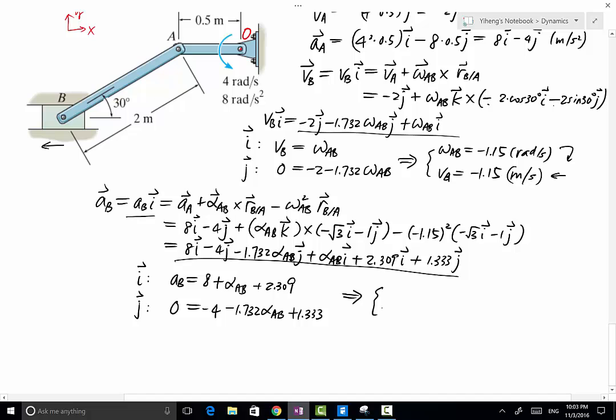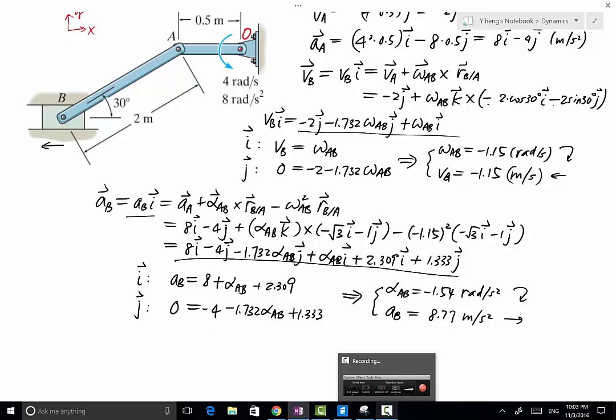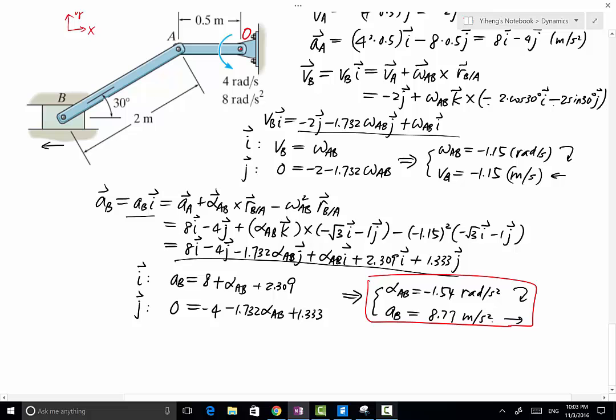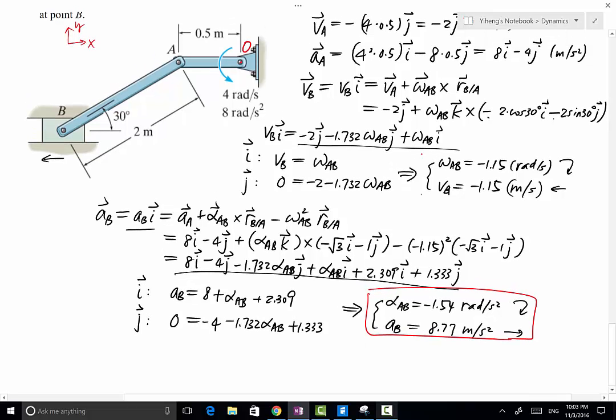So from the second equation, we can solve for alpha AB to be negative 1.54 radian per second squared. Negative sign indicates clockwise rotation. And then substitute that into the first equation, we can solve for AB to be 8.77 meter per second squared to the right. So now we have solved this problem.